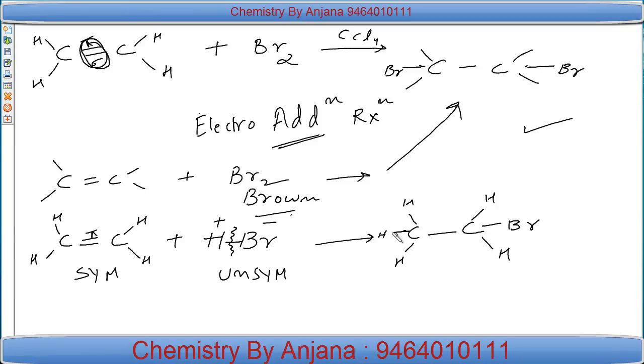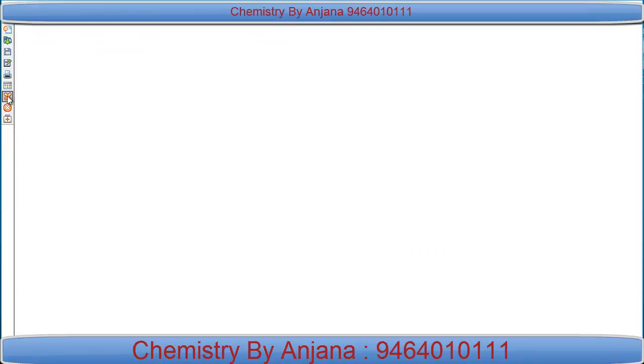नाउ इफ यू रिवर्स द साइड्स, मींस H अगर आप इधर लगा देते हैं, Br इधर लगा देते हैं, देन ऑल्सो यू गेट द सेम प्रोडक्ट. सो इफ वी आर टेकिंग सिमेट्रिकल एल्कीन्स, reacting them with unsymmetrical reagent, only one type of product is formed, and that is alkyl halide, what we are desired to do at present. But in the same reaction, if I am taking an unsymmetrical alkene, here we need to think a lot.